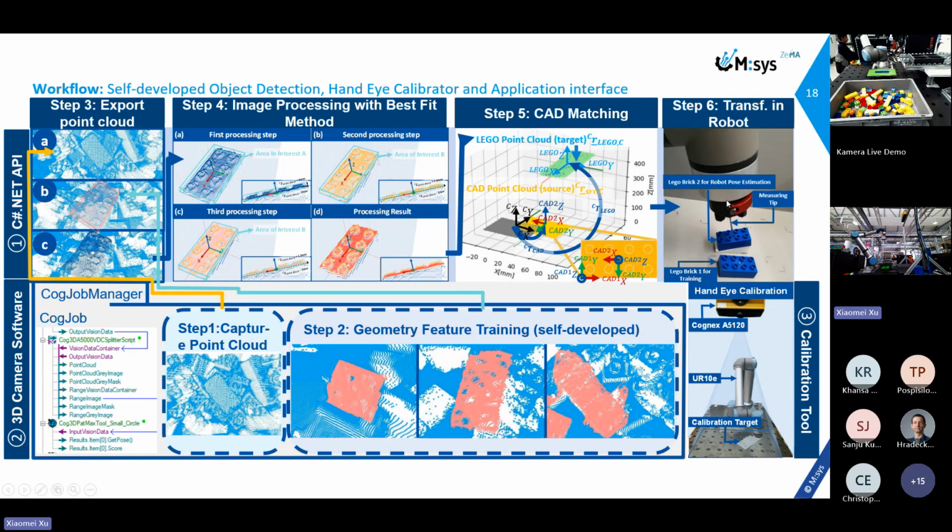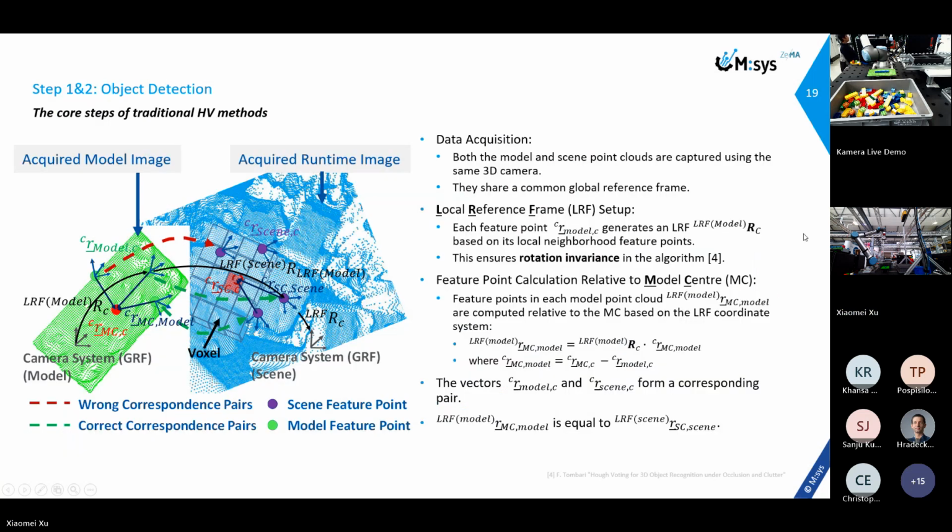Transformation of the gripping pose to the robot coordinate requires the calibration matrix from the camera coordinate to the robot base coordinate. This is the overflow. Here I show in more detail how I do the object detection.